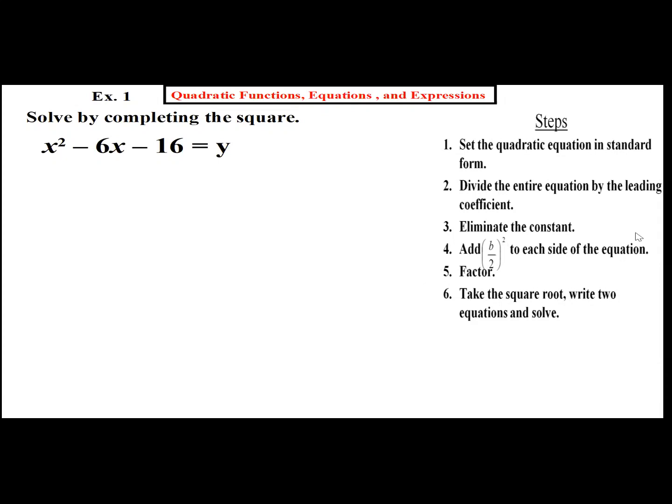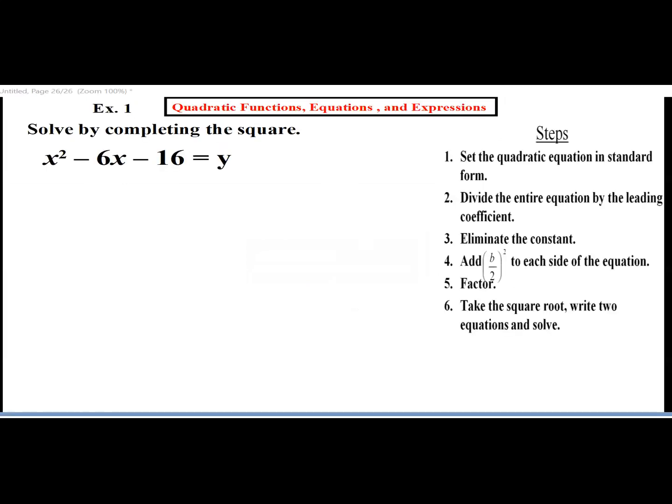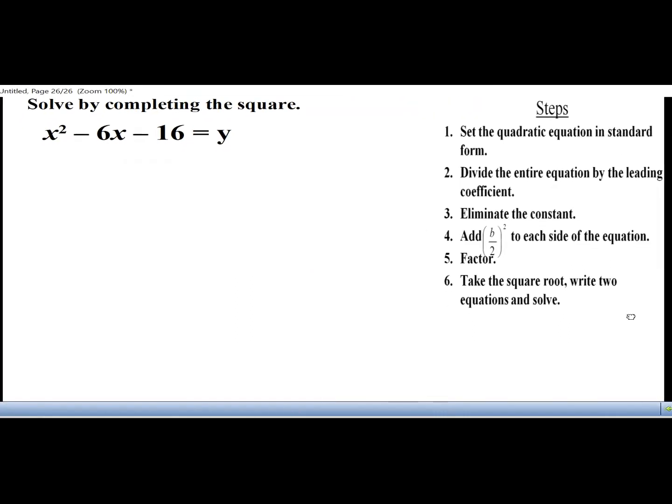All right, let's see what we got. So, the problem at hand says, solve by completing the square. Once again, x squared minus 6x minus 16 equals y. And then I gave you the steps, so I'm going to leave them on the side. I'm going to go over this one step by step. So writing utensils down, look up to the screen, and I'll have you copy right after. Halfway there, I'll have you copy the steps. All right, here we go.